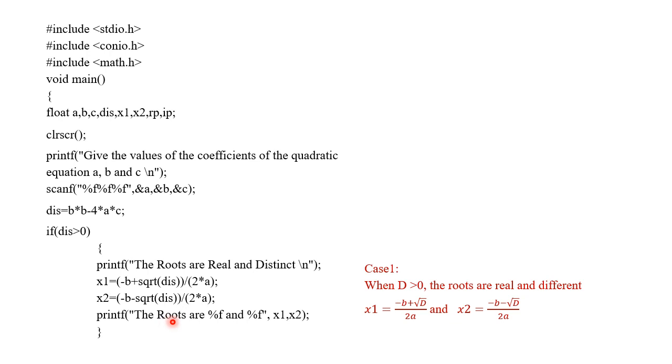Then printf the roots are percentage f and percentage f, x1 comma x2. Whatever is calculated in x1. So these things are calculated and assigned to this variable x1, and here these things are calculated and stored in this variable x2. So x1 and x2 answers will be there. When this statement is executed, printf the roots are this one, that is x1, and at this place x2 will be printed.